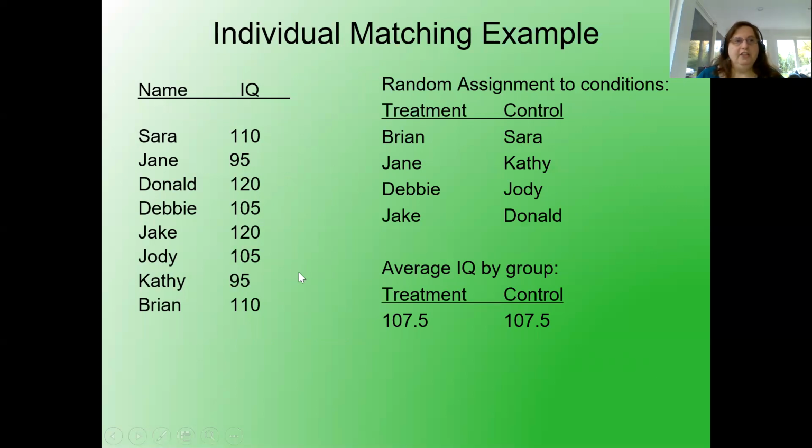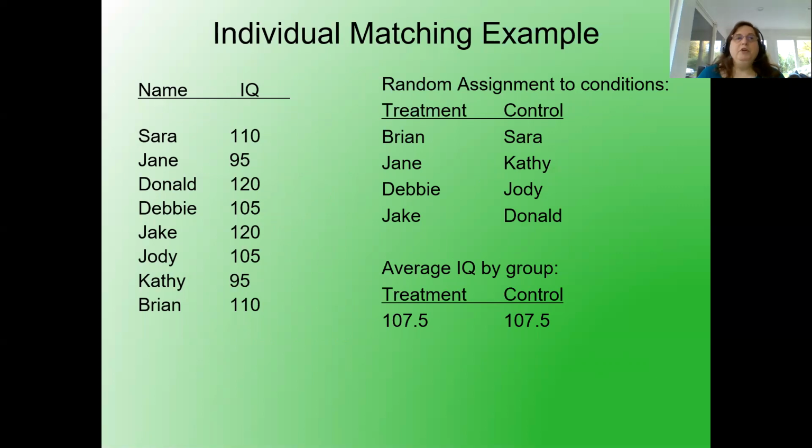Same with Jane and Kathy, randomly assign them. Same with Donald and Jake, and same with Debbie and Jody. And isn't it wonderful that we had exact matches on IQ for these participants?